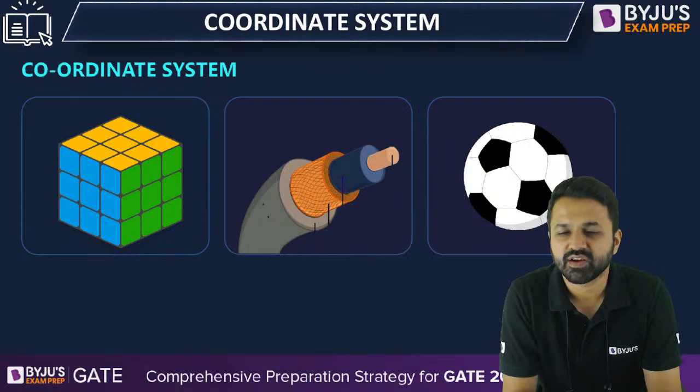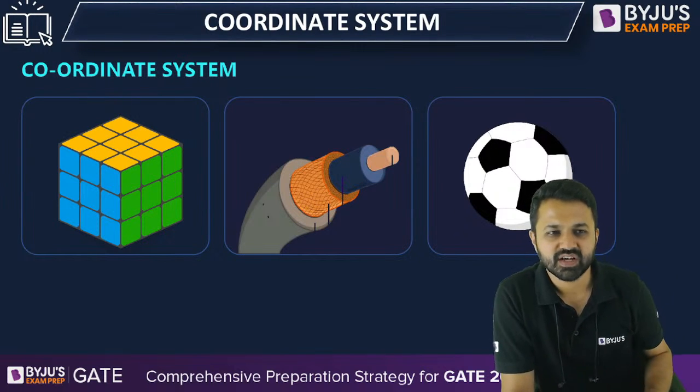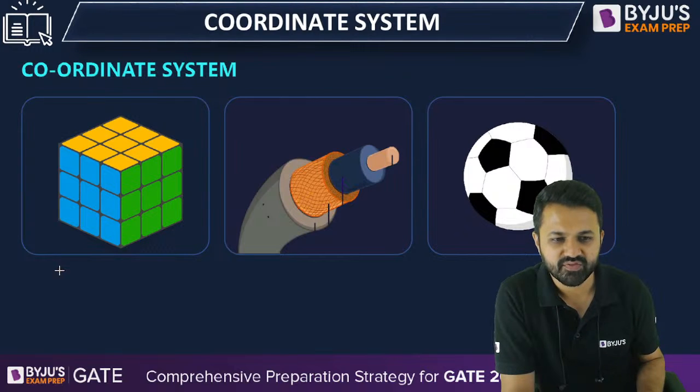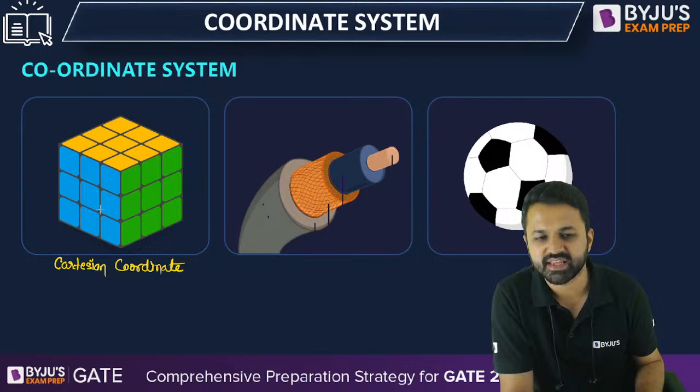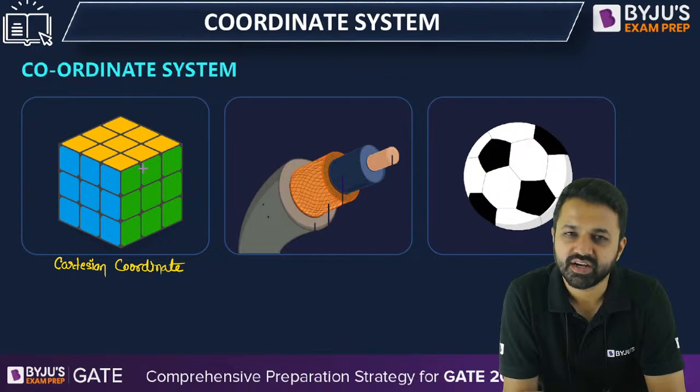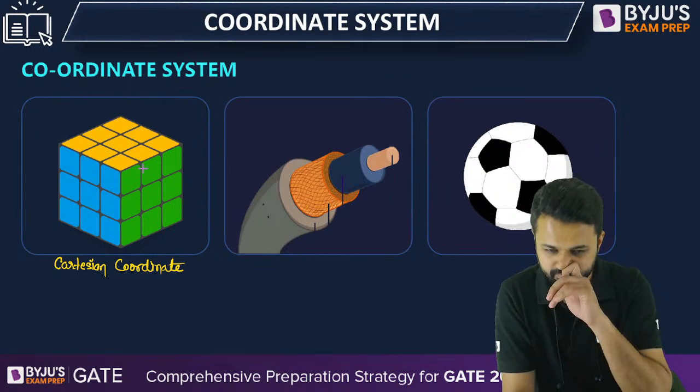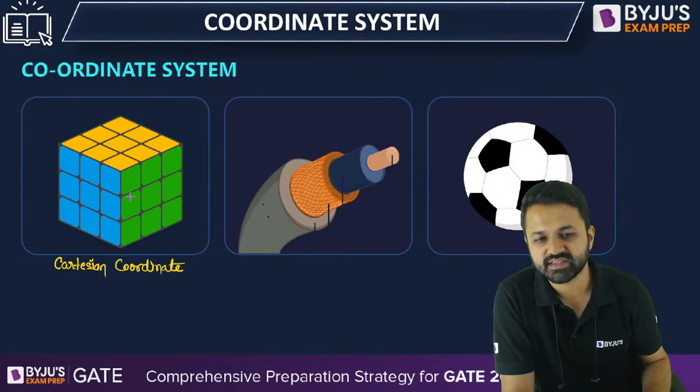When we talk about the coordinate system, there are basically three types of coordinate system. The first is the Cartesian coordinate system. You can take this as an example of a coordinate system. This is the Cartesian coordinate system.